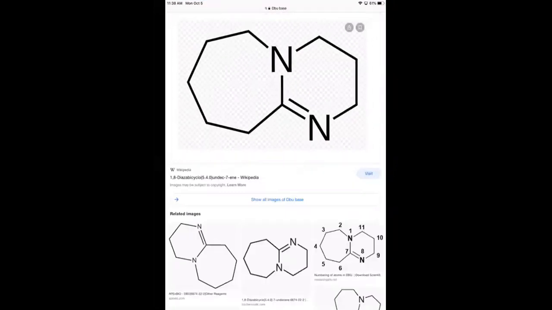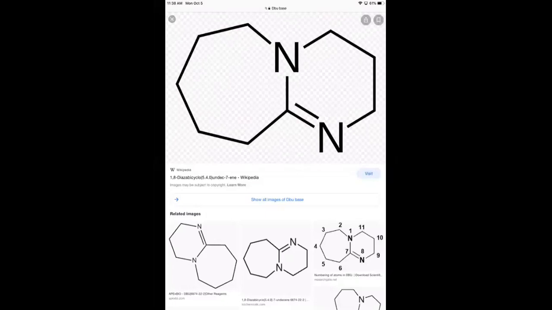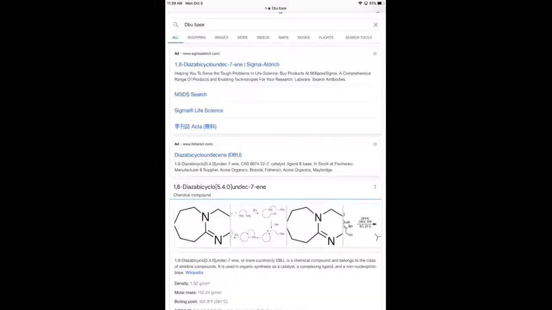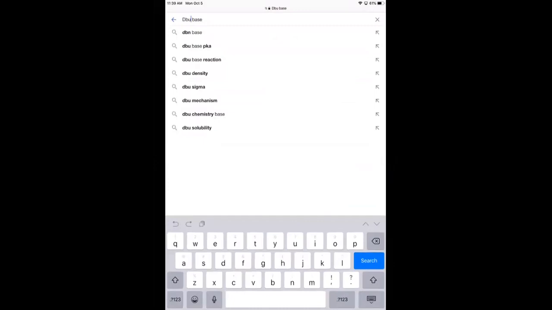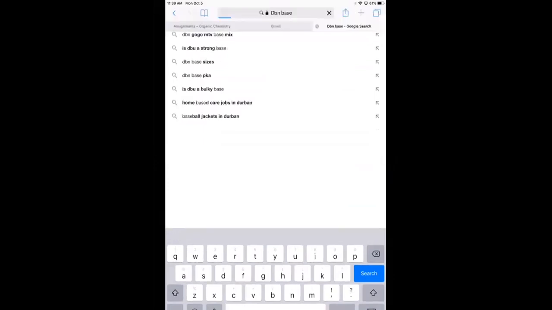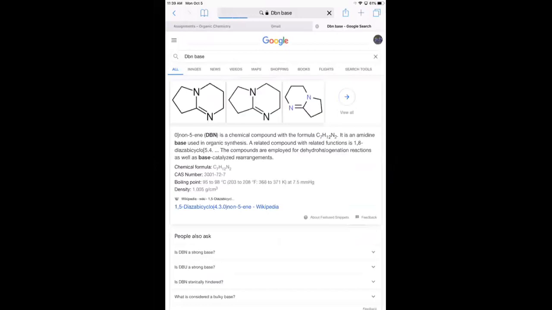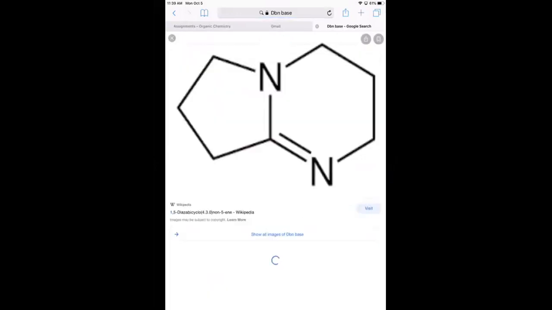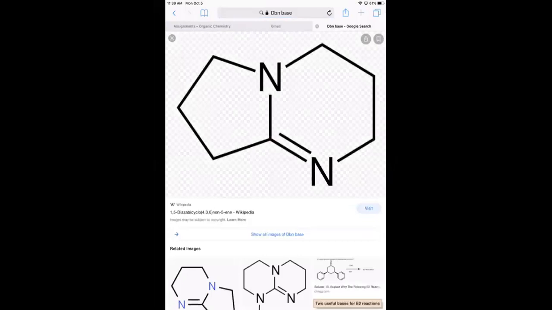So this is what the structure of DBU is. Each one of those nitrogens is going to have a lone pair, and that's where your basicity comes from. The nitrogen lone pairs are what do the proton transfer. So that's DBU, and then this is DBN. It's very similar, just two fewer carbons, because undecane is 11 carbons and nonane is 9 carbons. But we're gonna talk about that another time.